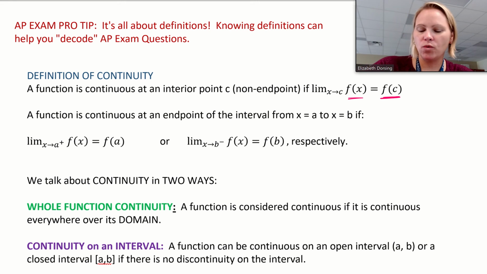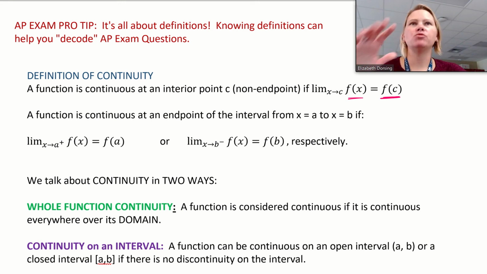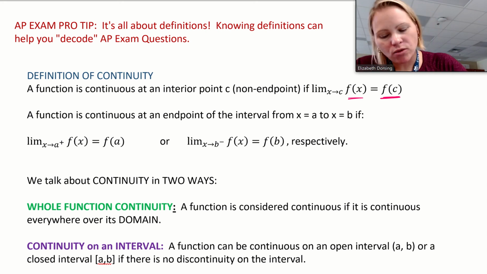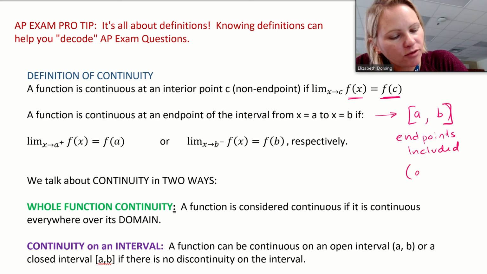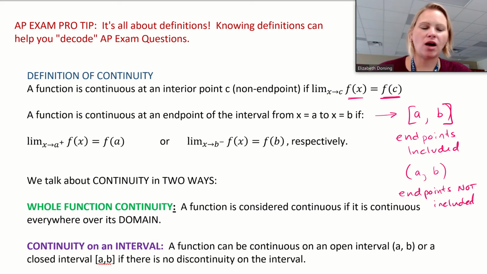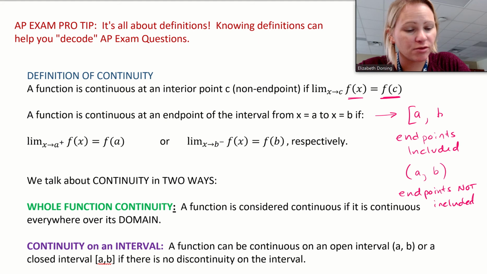Now, we know that a function is continuous at an endpoint. So suppose you have an interval between x equals a and x equals b, which, by the way, we write interval notation like this. So an interval would be like a to b. This would be endpoints included. And then if we use rounded brackets, a and b, endpoints not included.